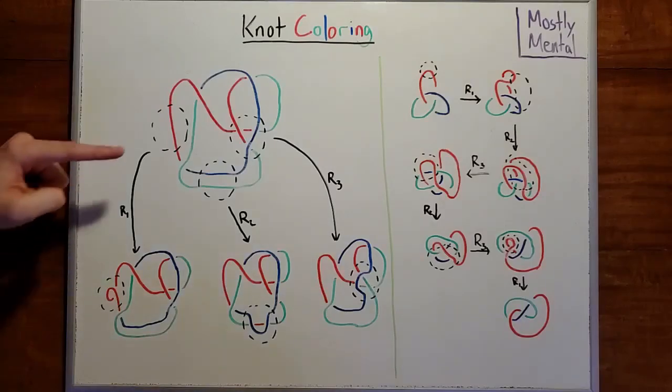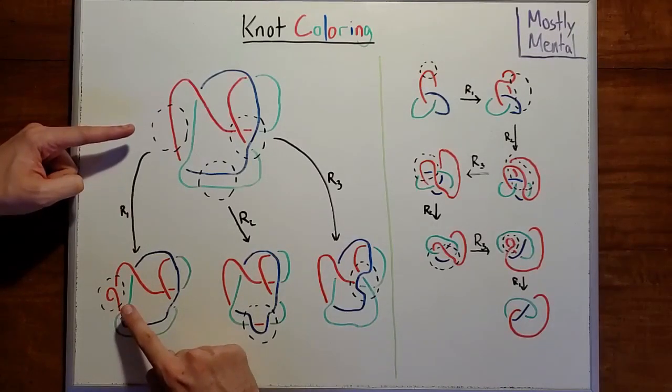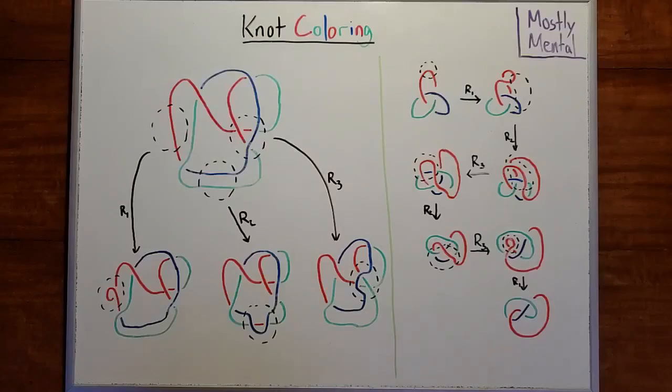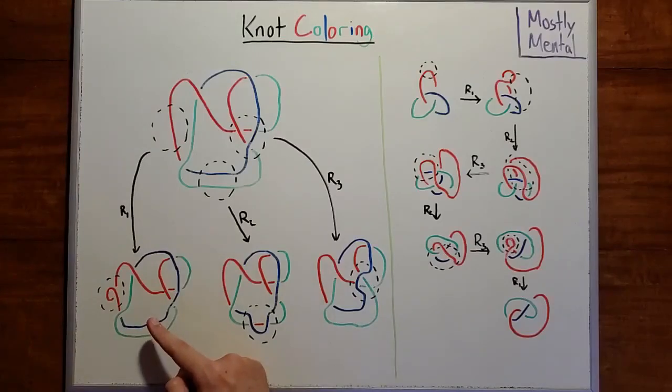So there's one coloring of this strand and one coloring of this loop that are consistent with the coloring for the rest of the knot. So we can create a correspondence between this coloring of this diagram with this strand and this coloring of this diagram with a loop.